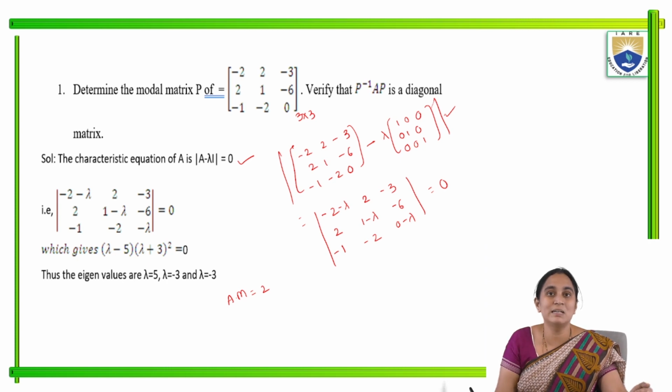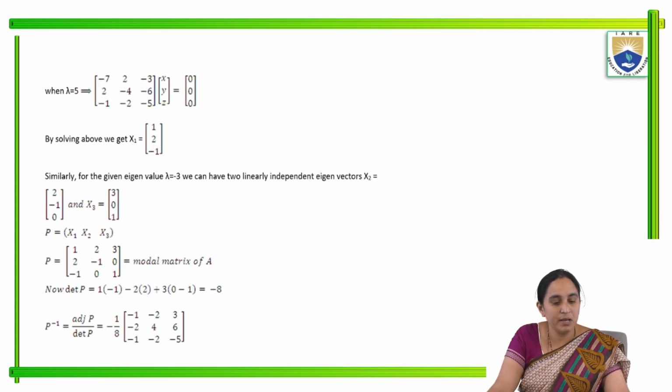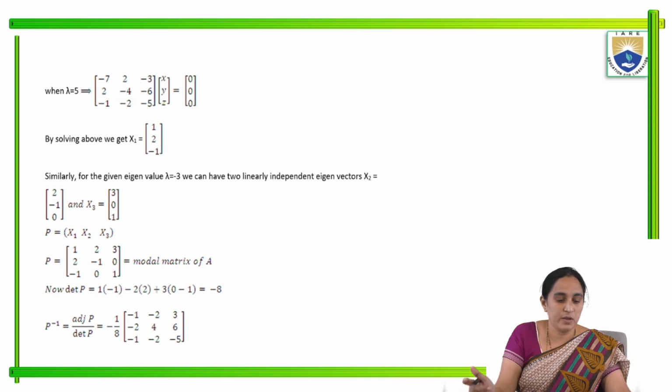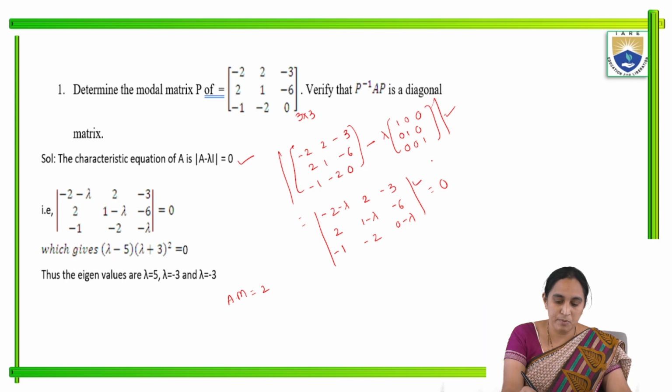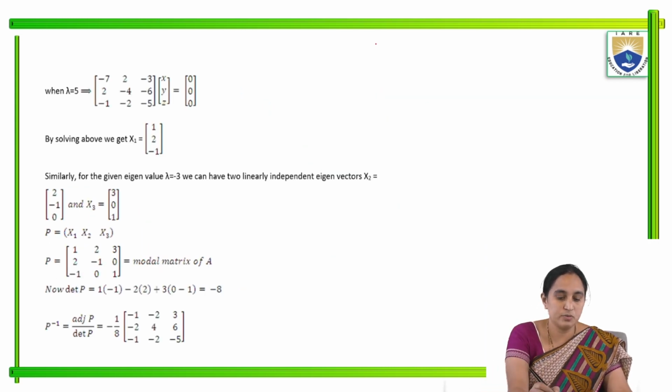As discussed, for similar eigenvalues we have to verify algebraic multiplicity and geometric multiplicity. First, take lambda equal to 5, the first eigenvalue. This is A minus lambda I, in which we have to substitute 5.